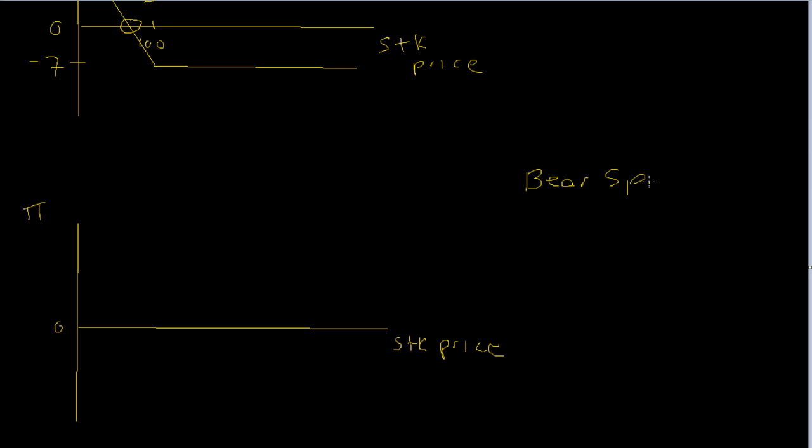You use a bear spread when you're mildly bearish. That is, I think the price of the stock is going to fall, but I don't think it's going to fall a lot. I think it's going to fall $5 a share, $6 a share.